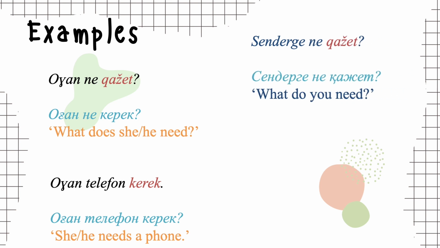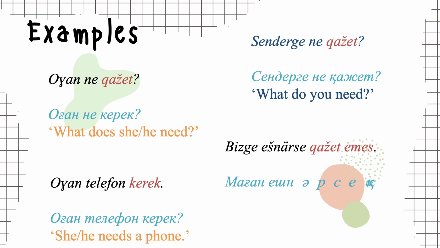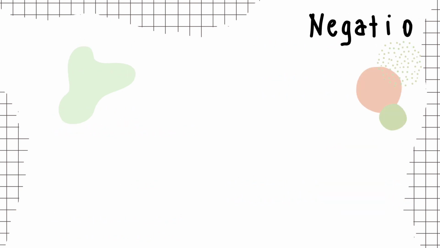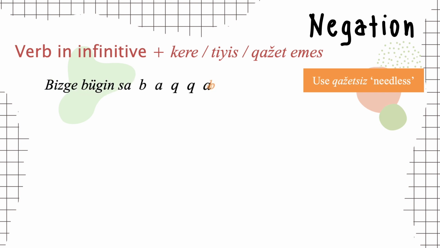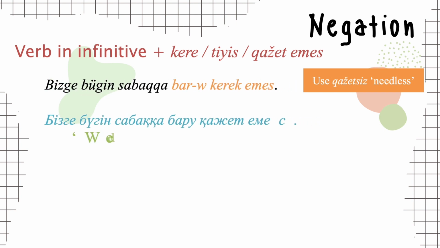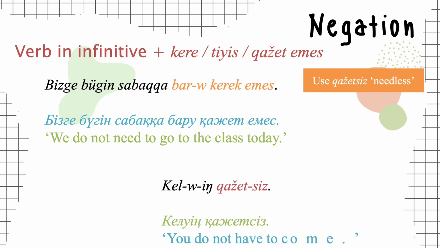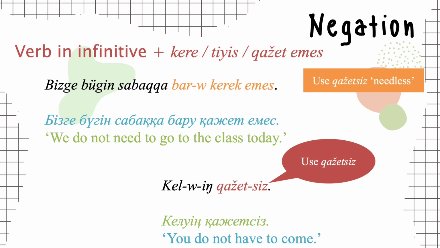Сендерге не қажет? What do you need? Бізге еш нәрсе қажет емес. We don't need anything. Negation is expressed by adding емес after the modal words керек, тиіс or қажет, or by simply substituting these modal words with қажетсіз. That means needless or unnecessary. For example, бізге бүгін сабаққа бару керек емес. We don't need to go to the class today. Келуің қажетсіз. You don't have to come.